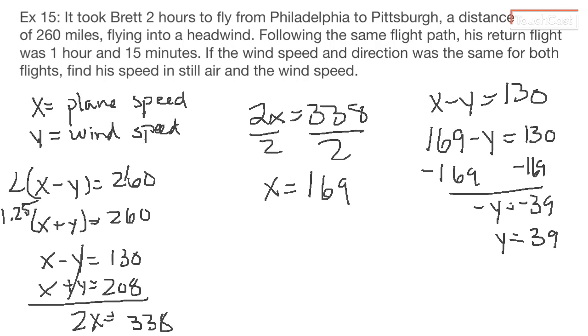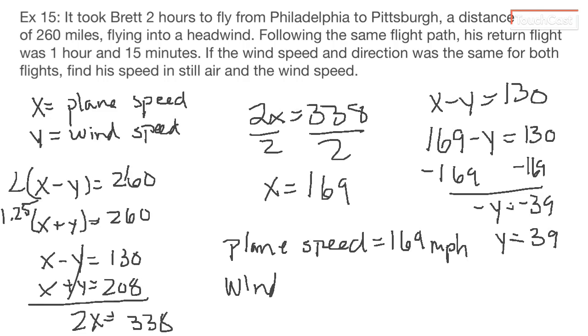So that means the plane's actual speed if the air was still was 169 miles per hour, and the wind speed, in this case because the wind was not still, was 39 miles per hour.